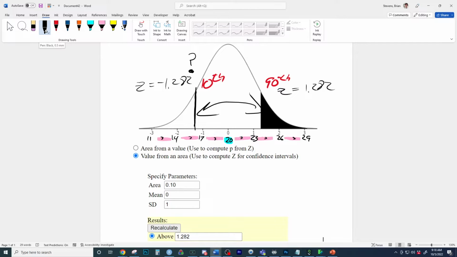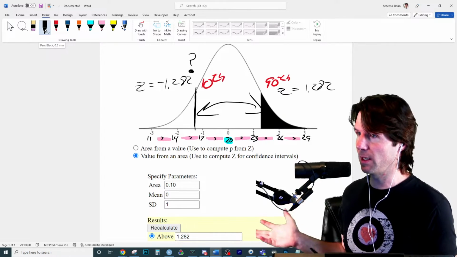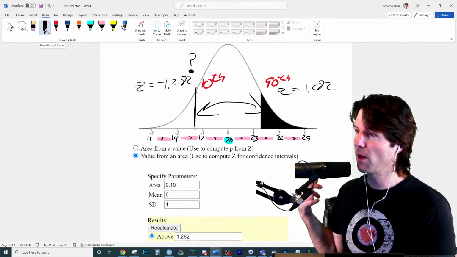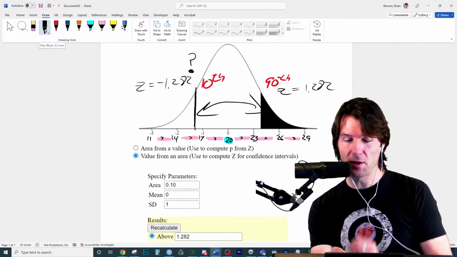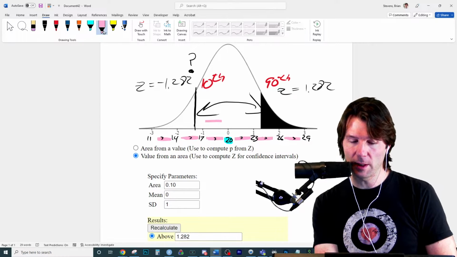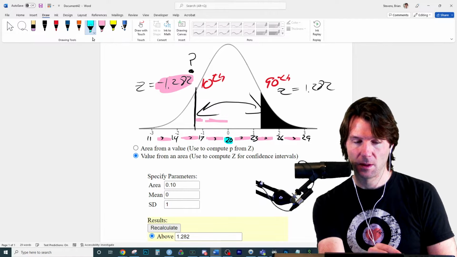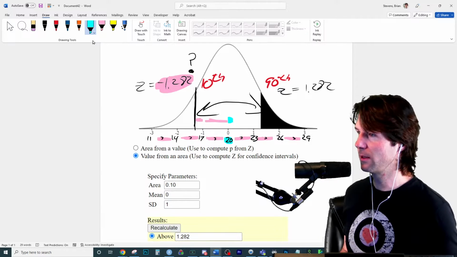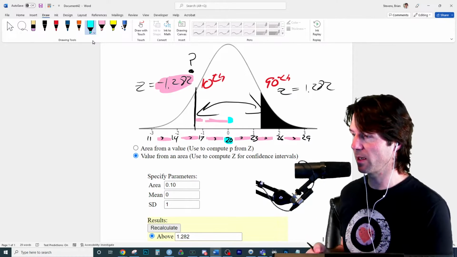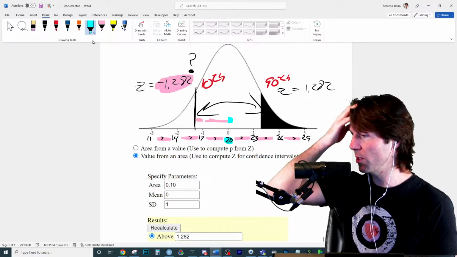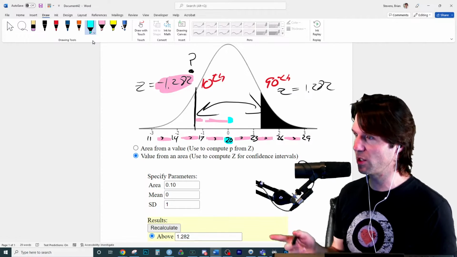So now what does this tell you? The answer to the question, you can kind of see it right here visually. The answer to the question is blank standard deviations below the blank. 1.282 standard deviations below the mean.